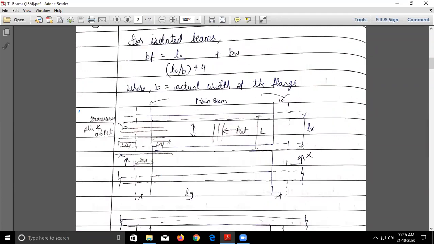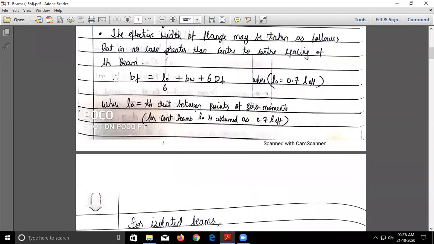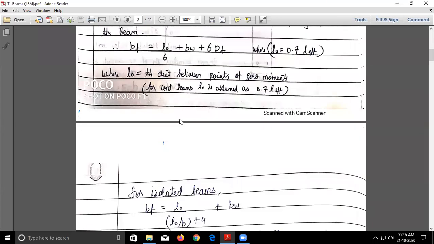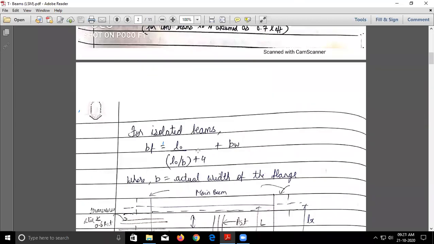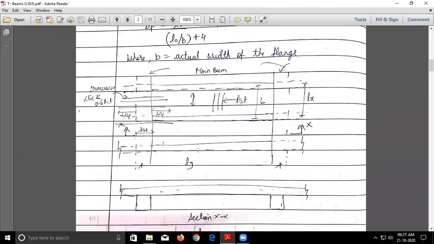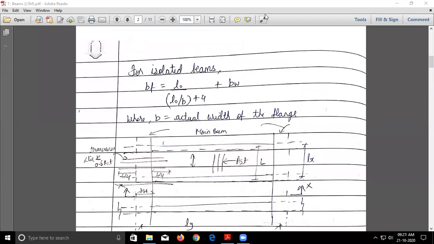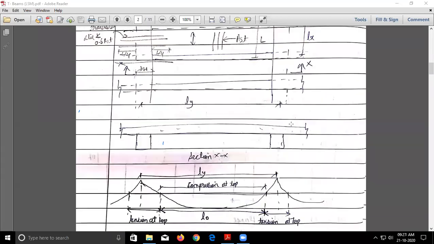Okay. So everyone understood this, the width of the flange, for continuous and for isolated beams. That is important. I hope this is clear to everyone. Yes. Okay.